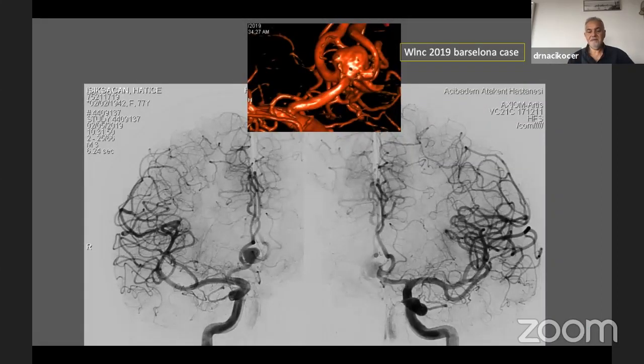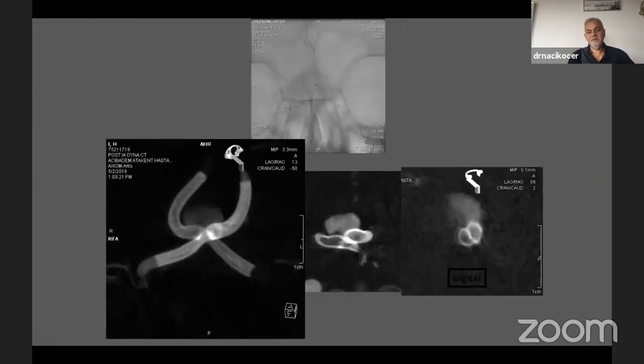Another case. Again, this case was done in the WLNC 2019 in Barcelona. Again, the same location. You may try to do the H-shaped stenting or parallel stenting here, and it's all depending on the anatomy of the anterior communicating artery. This time, we use the flow diversion here. This is Silk Vista, right to left, left to right. Don't forget, the critical portion is here.